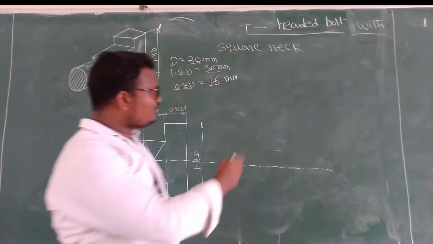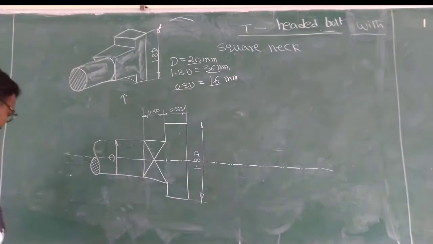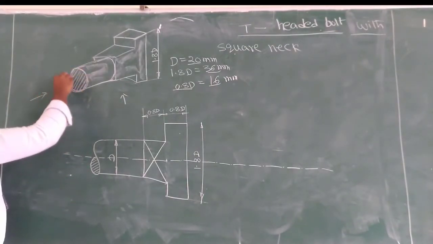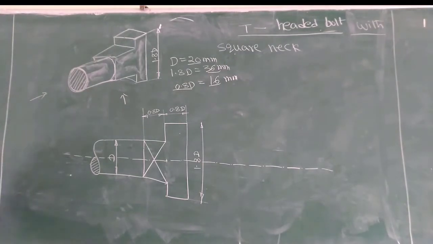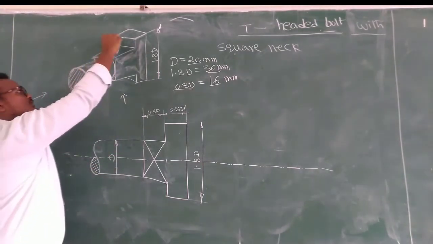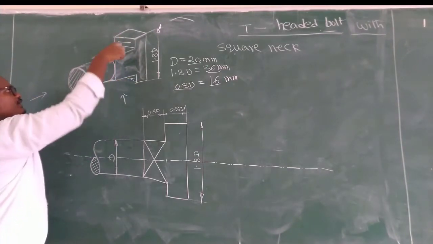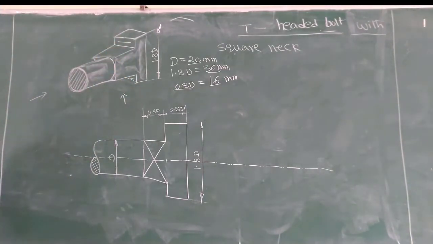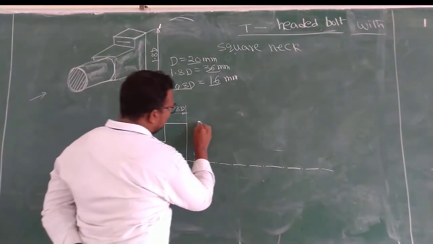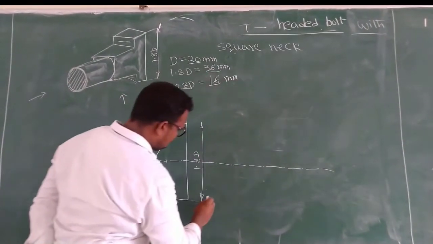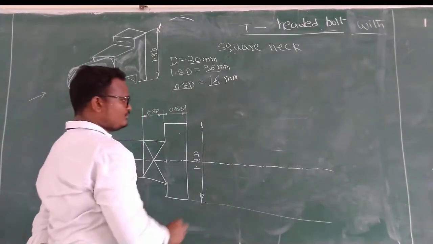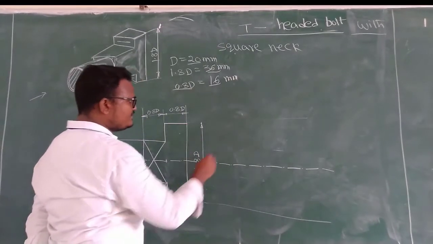Now if you draw the side view from this direction, initially this part is visible, and then the neck is visible, and then these two parts are also visible in the side view. If you project the front view like this, automatically we will get this height.